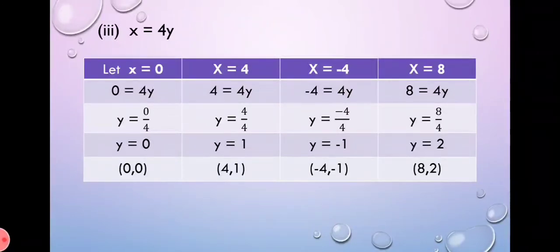Next we suppose value of x as 8. So x equal to 8 equal to 4y. That is y equal to 8 upon 4. We can cut, 4 1s are 4, 4 2s are 8. So we get value of y as 2. So the fourth pair is 8, 2. Here you can see that I have selected values of x which are the multiples of 4, so that easily you can solve the equation.